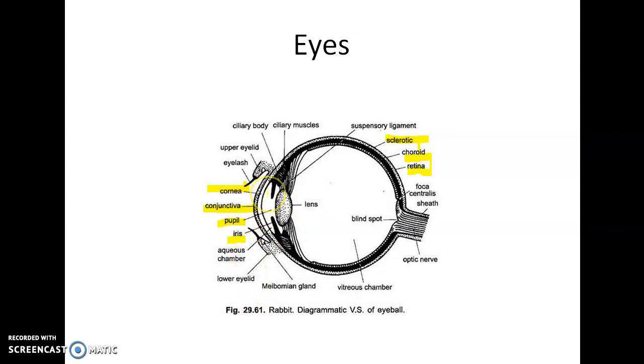The iris divides the eyeball into two portions. An outer portion called the aqueous chamber, and the other one is the vitreous chamber. The aqueous chamber is filled with a fluid called aqueous humor, and the vitreous chamber is filled with vitreous humor. Aqueous humor is secreted by the ciliary body.